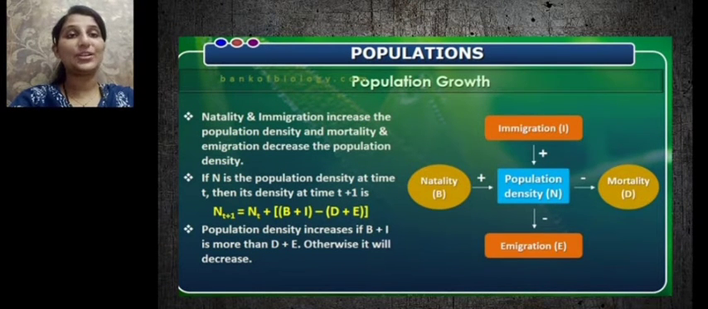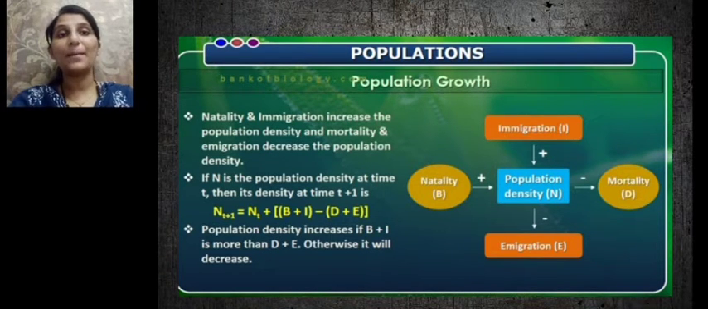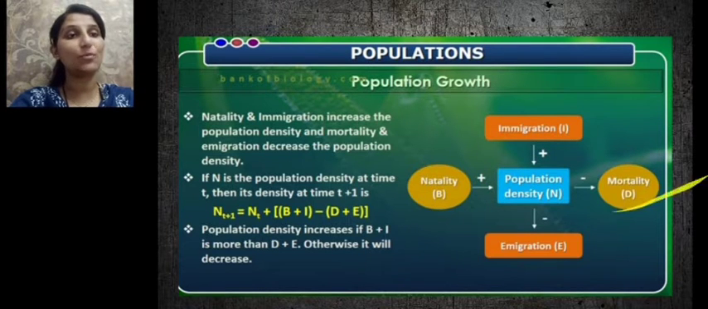Natality and immigration increase the population density, whereas mortality and emigration decrease the population density. That is why we can see it is represented by the positive and negative signs. Positive signs represent the factors which help to increase the population density, whereas negative signs denote the factors which decrease the population density. So immigration and natality increase the population density, whereas mortality and emigration decrease the population density.